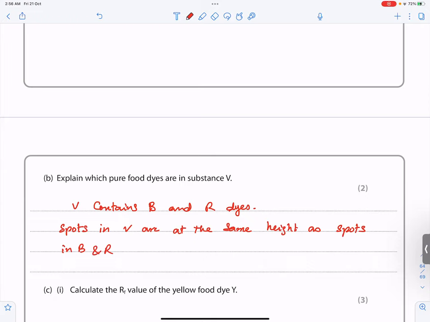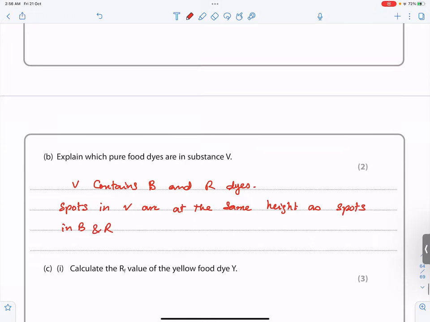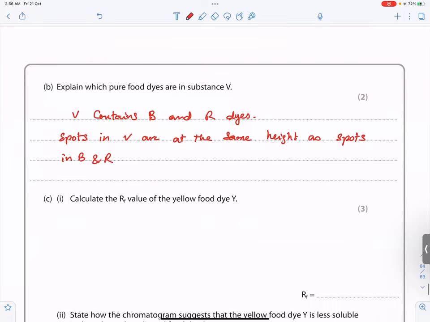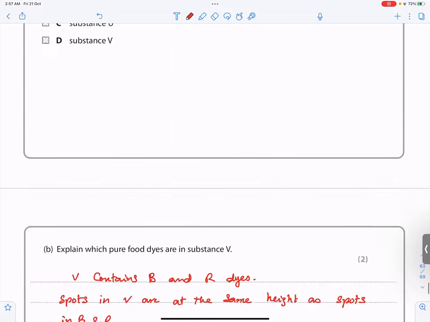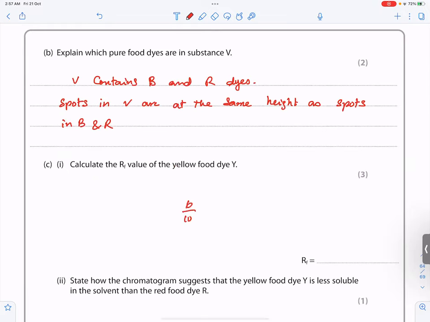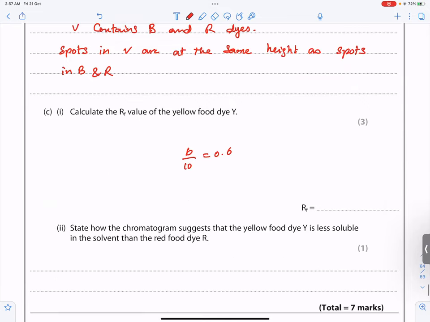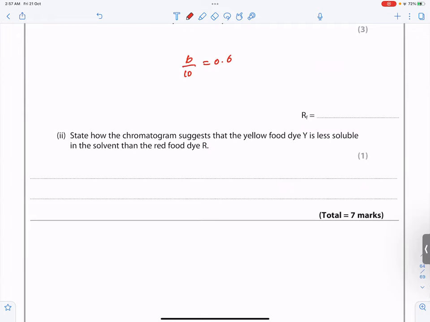طبعا ممكن نقول spots in V match the spots اللي في B و R. Calculate the retardation factor of yellow food dye. هنجيب the distance traveled by yellow dye. نقول مثلا 6 سنتيمتر with distance traveled by the solvent front نقول حوالي 10 سنتيمتر يبقى 6 over 10 يعني 0.6. طيب ده retardation factor. State how the chromatogram suggests that the yellow food dye is less soluble in the solvent than the red food dye.